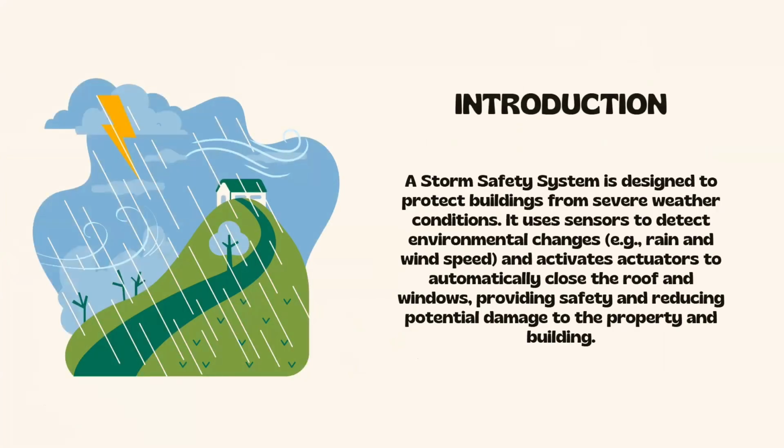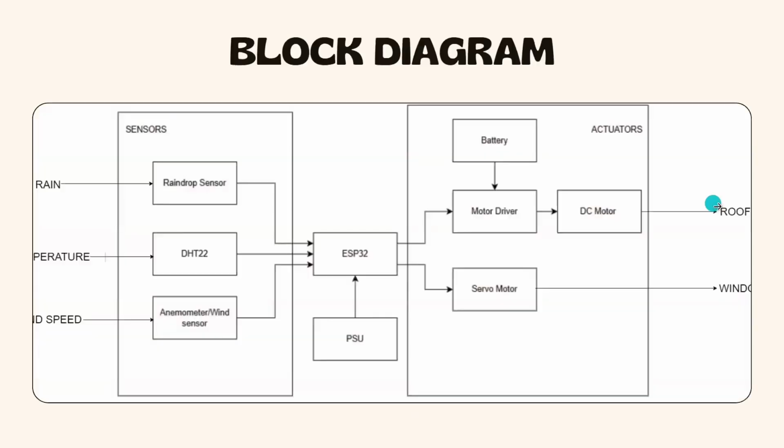So for our project, it's designed to protect buildings from severe weather conditions. It uses sensors to detect environment changes and activate actuators for the action. So let's get into it. This is our block diagram.